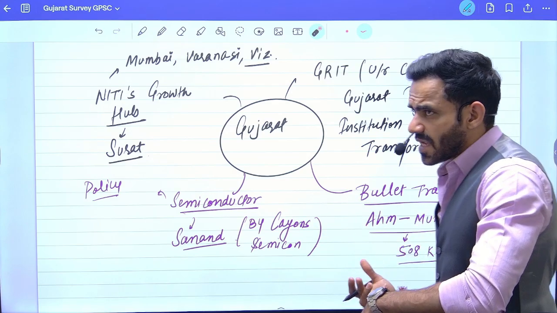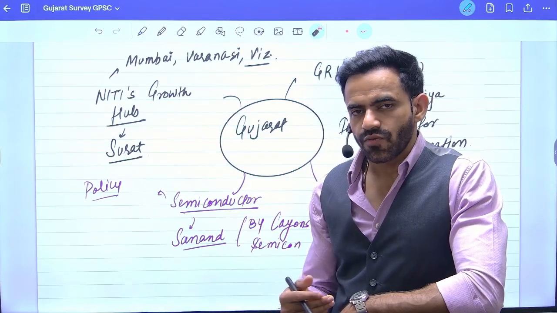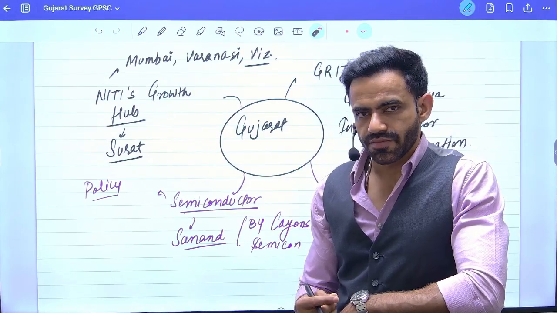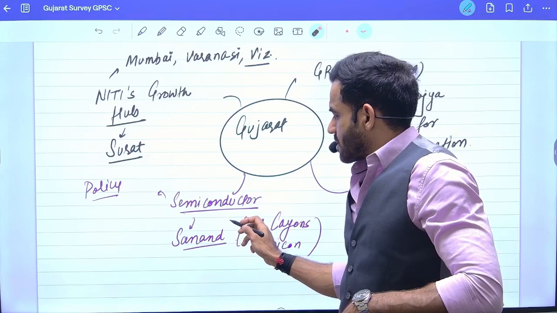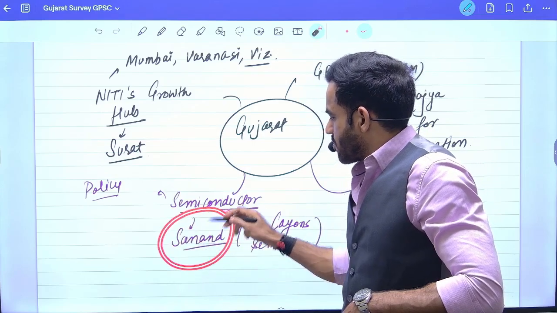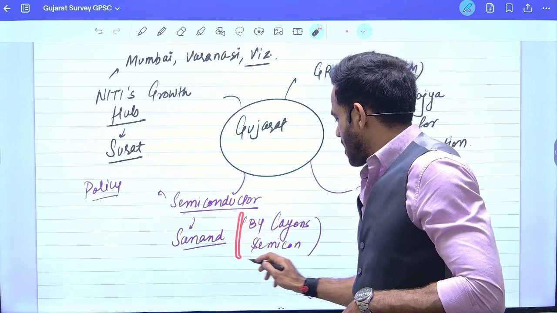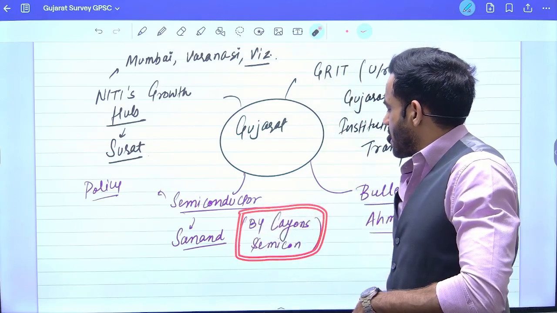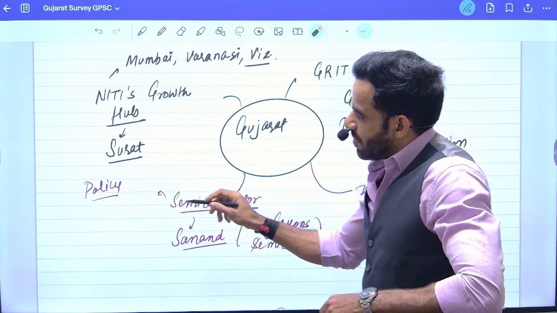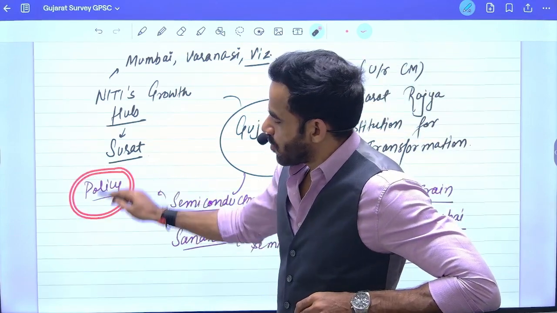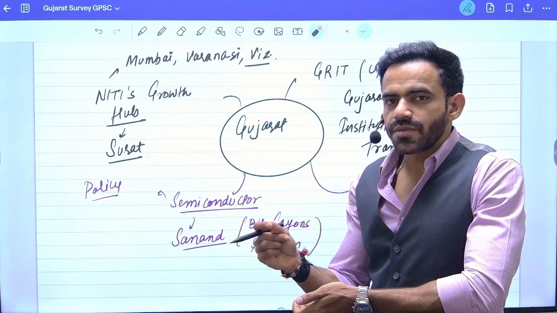In terms of semiconductors, Gujarat is the leading state which has announced its own semiconductor policy. For that, there is a semiconductor manufacturing setup in Sanand, and the investment is by Keon's Semiconductor. The Gujarat government has also announced the semiconductor policy, and it is one of the leading states to provide that kind of business environment.